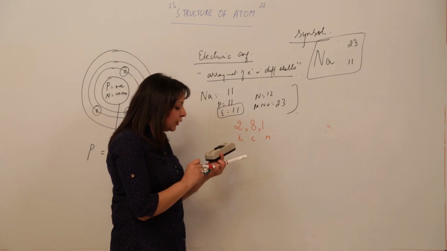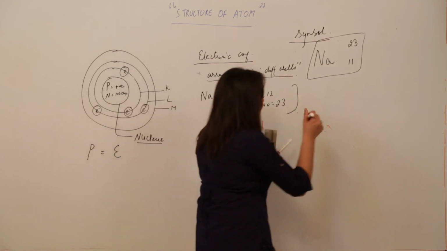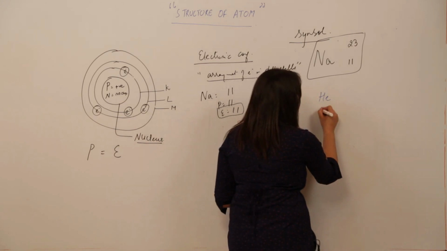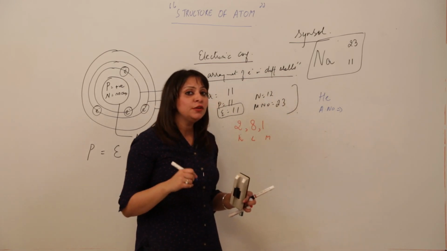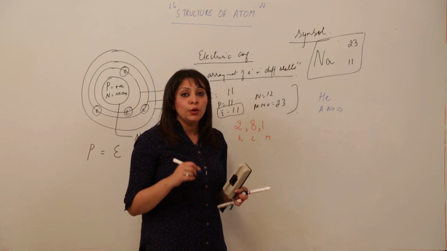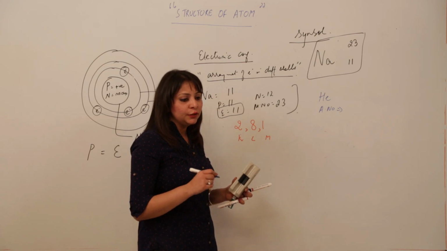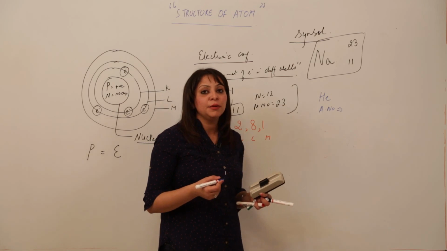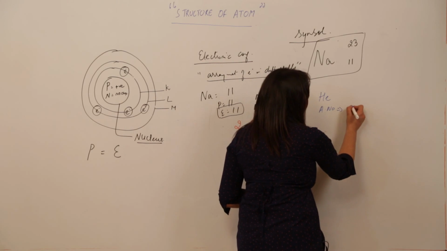So this is how you can write the electronic configuration of any atom. Again, I am taking one more example for your convenience so that you are well versed with the concept. See, I am taking an example of helium. This time I am writing the atomic number, but you have to remember these atomic numbers. These atomic numbers won't be given, you have to recall them. Mass number you may get, but atomic number you have to remember. Okay, so the atomic number of helium is 2.